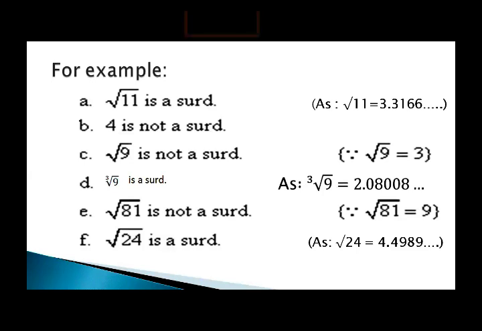Whereas root 130, what about this? Good. Root 130 is a surd because we are unable to get two identical factors of 130. So all those which cannot be extracted out from the radical sign are called surds.